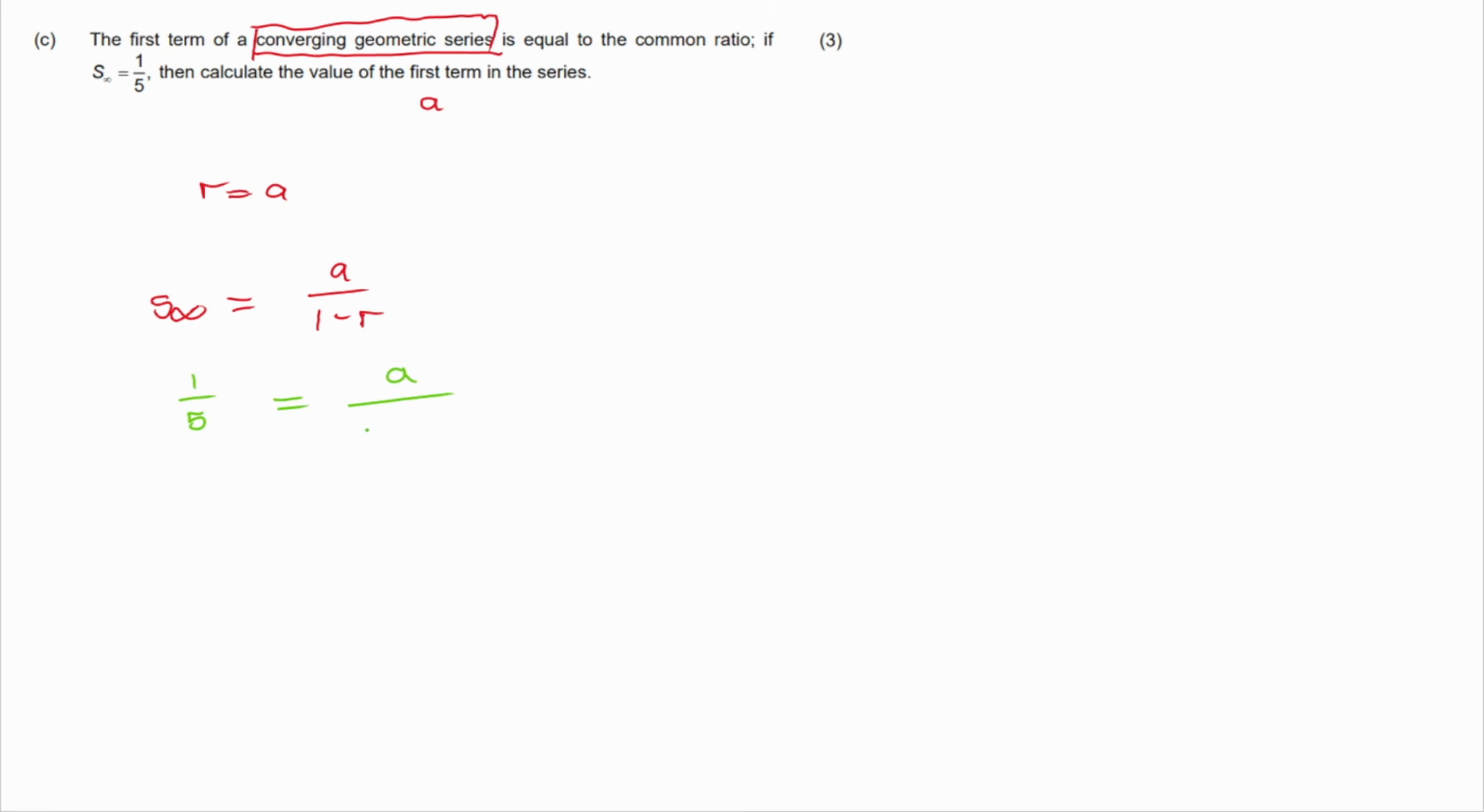We have a, and we know that r is equal to a. So what we do is we have this, right? So what we can do is we can cross multiply and get 1 minus a is equal to 5a. And then what we're going to have is 6a is equal to 1. So therefore a is 1 over 6. Okay, so that was just some easy algebra.